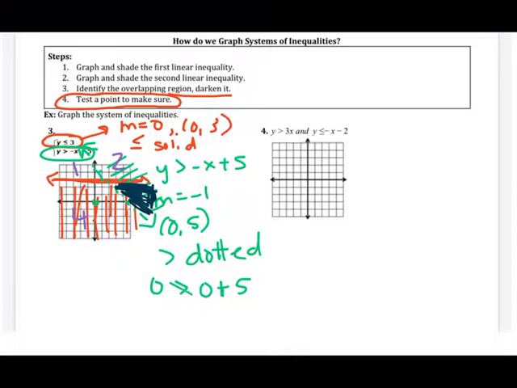All right, last question. Why don't you go ahead and pause the video and just first graph this inequality here. Don't worry about the other one. Graph it, shade it, decide if it's solid or dotted, and then unpause the video and see how you did.